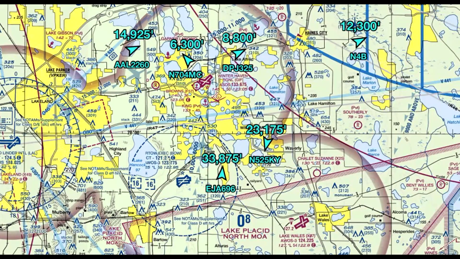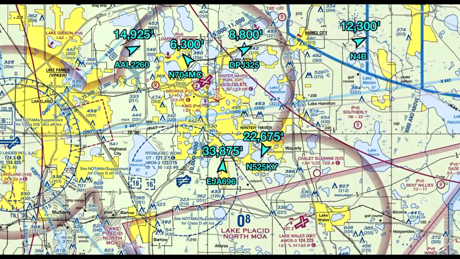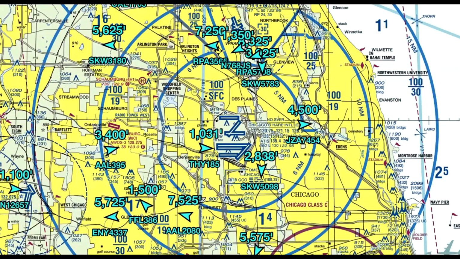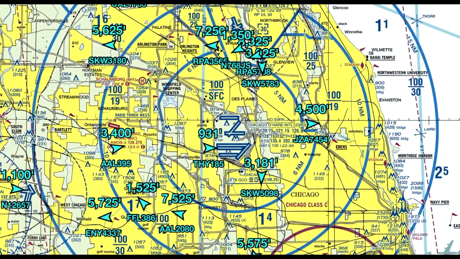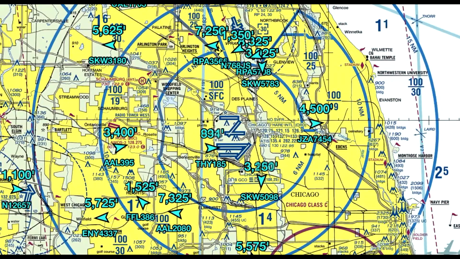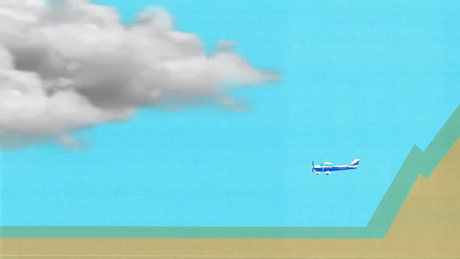ADS-B out is now required in certain areas. Keeping it simple, anywhere you need Mode C, ADS-B out is required. In other words, in Class B and C areas and above 10,000 feet. One of the things you really want to keep in mind, bases are never even and weather moves. You never know what you're going to run into until you're there.